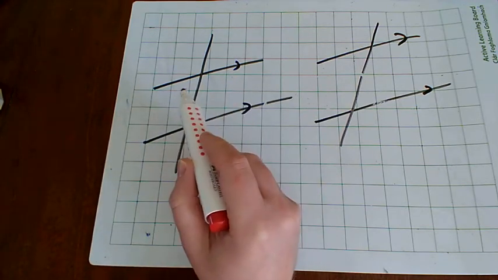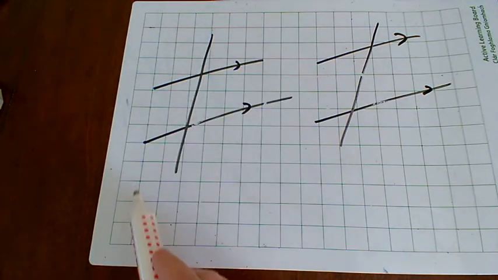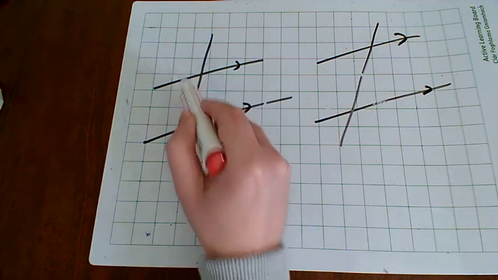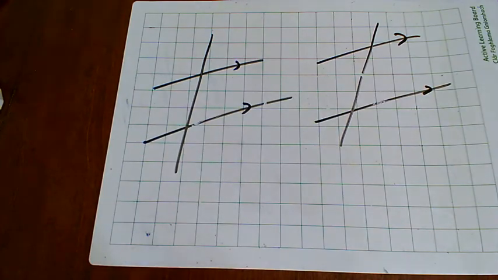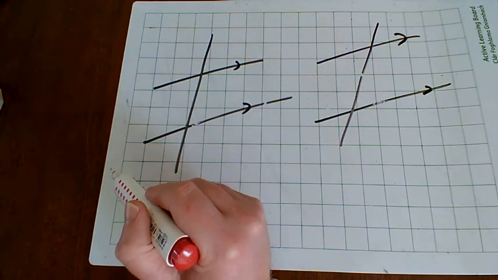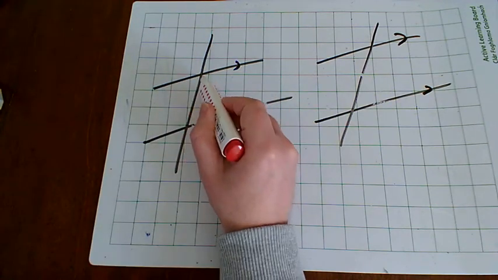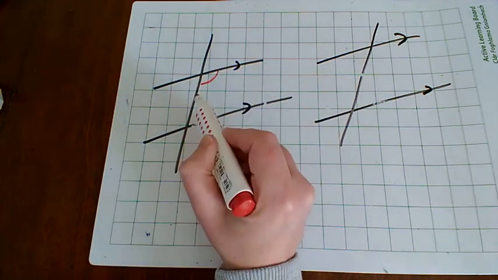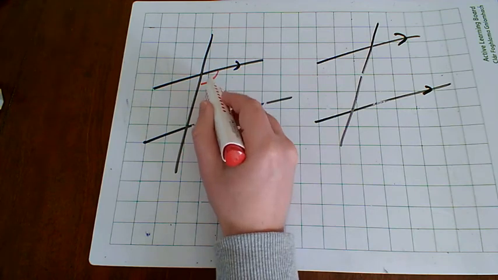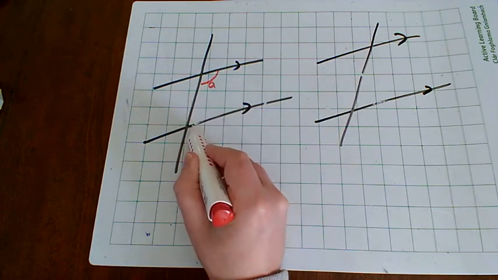So if you have 2 parallel lines and you draw a line through them, it creates 1, 2, 3, 4, 5, 6, 7, 8 angles. However, there's only ever 2 different angles, and I'll explain that at the very end. But say if you have this angle here and you're looking for this angle here, so say this is A and this is B.